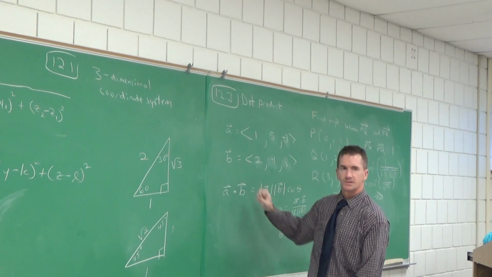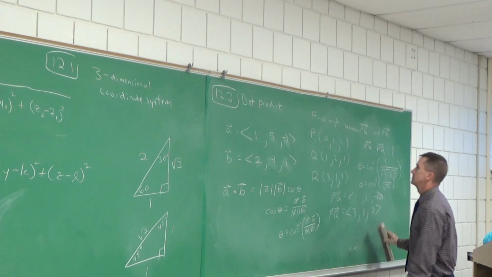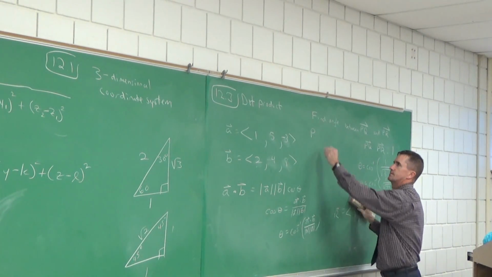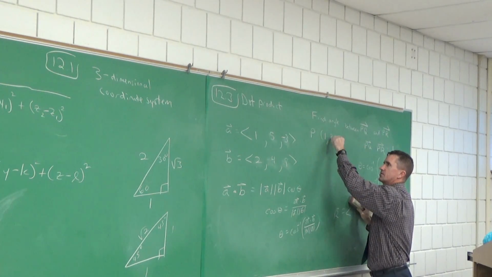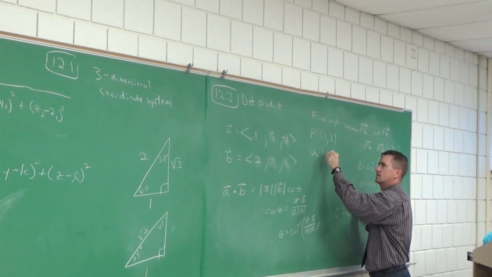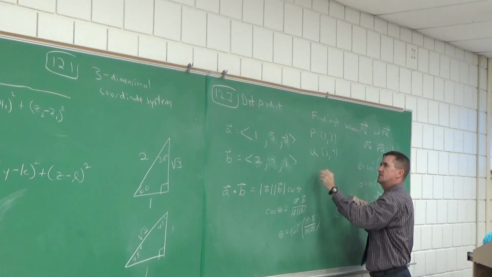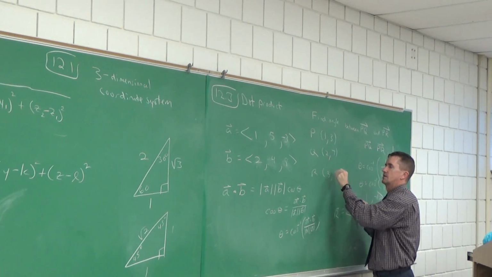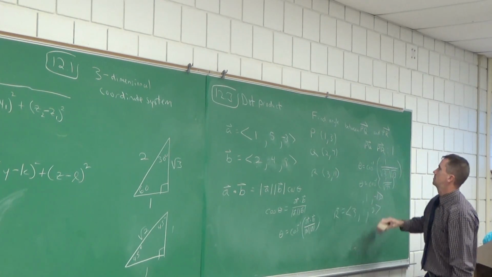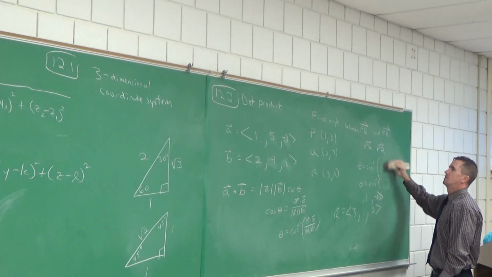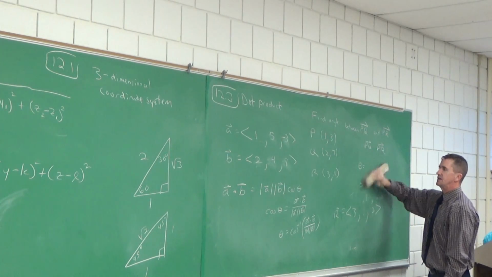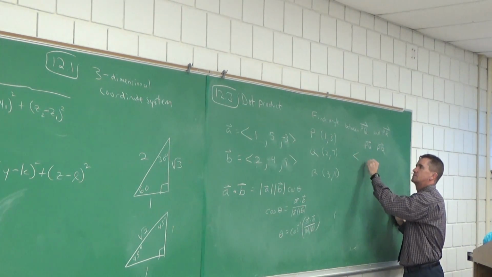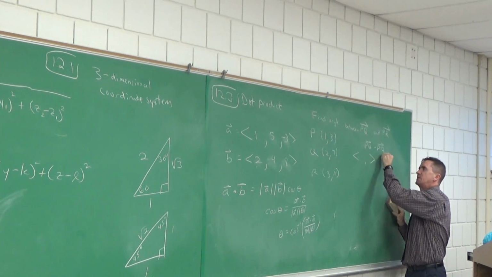And what about the dot product? You know, let's try it. Ready? The points are 1, 3, 2, 7. Point R is 3, 11. All right. Well, the first thing is we need vectors. What's PQ? 1 and 4.